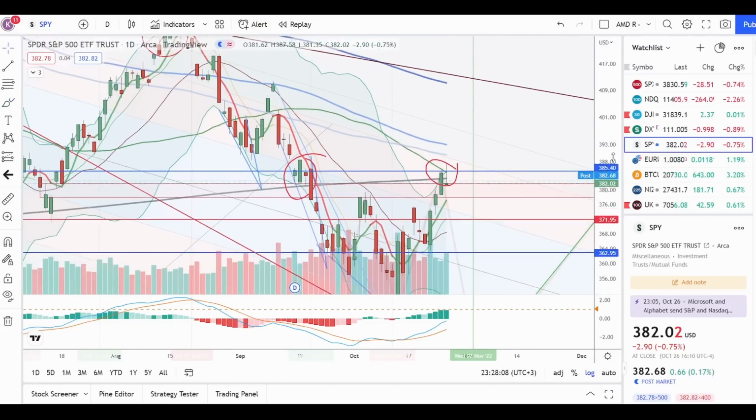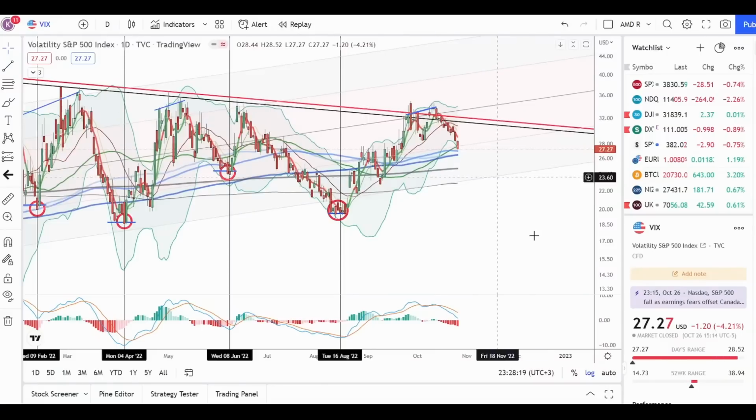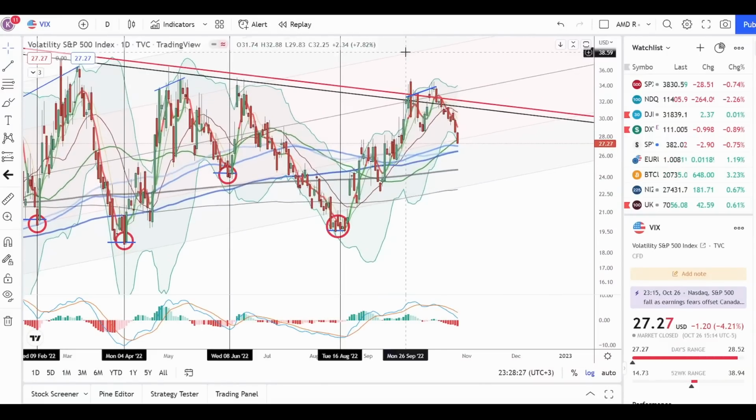Now, we're seeing some very interesting developments, not necessarily on the S&P 500 chart, but on other charts, including, let's take a look at the VIX. The VIX actually collapsed all the way down to the 50-day moving average. Now, why is that important? Well, let me show you what happens when the VIX is in an uptrend, right? And it retraces back to the 50-day moving average.